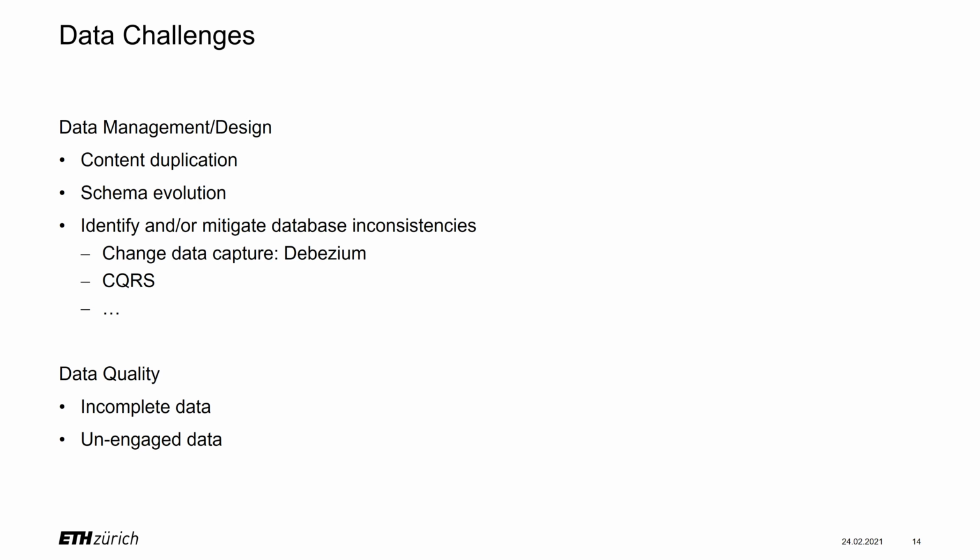architecture pattern. So some of the mitigation strategies that we have been brainstorming is to capture the changes on each of the databases and then try to reconcile them, or change completely the interaction pattern with the database. This is what this CQRS means, and that's from the design of the data and the data management perspective.